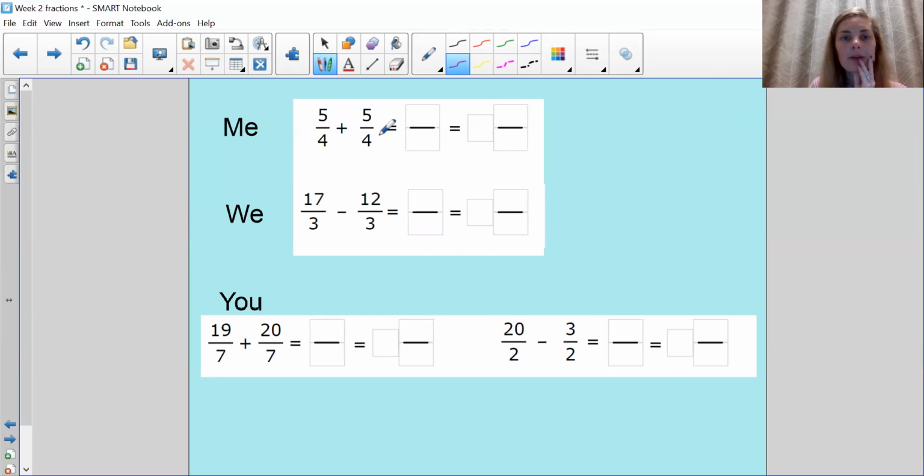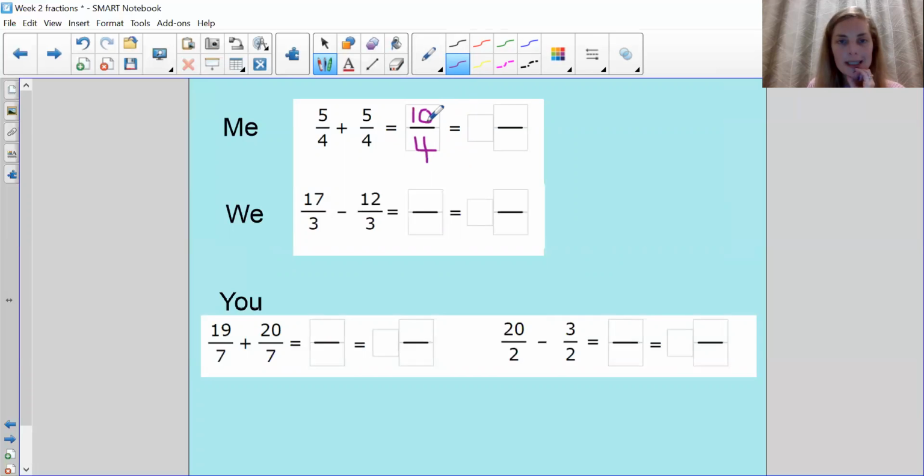So I'm going to say, first of all, I know that these numbers are the same. So that makes me very happy because all I do is add the top numbers together. So 5 plus 5 is 10 and I leave the bottom number the same, so 10 quarters. Now I've got an improper fraction and I want to make it a mixed number. Remember, I'm going from improper to mixed.